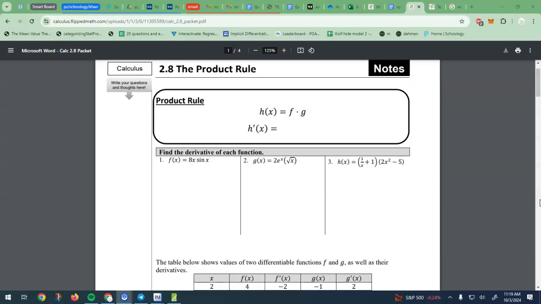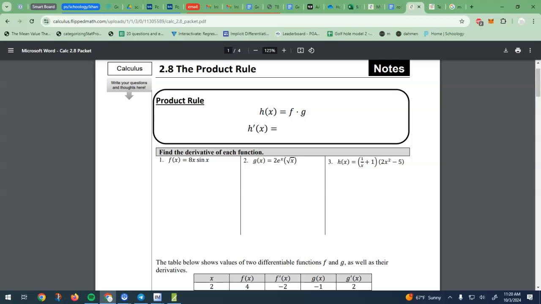So they use f and g, I was doing 1 and 2. If you're using f and g, I would say g times f prime plus f times g prime. And here's another little bit: the order of that doesn't really matter, right? It's addition. I could flip it.